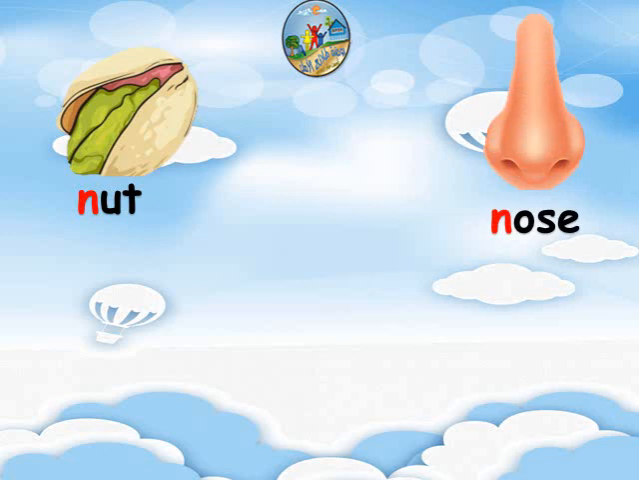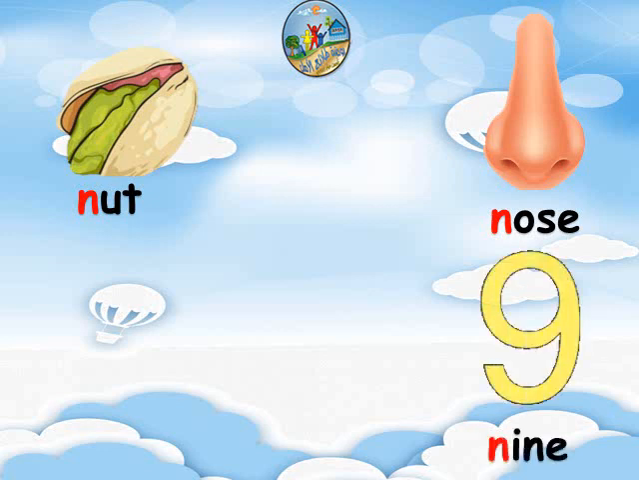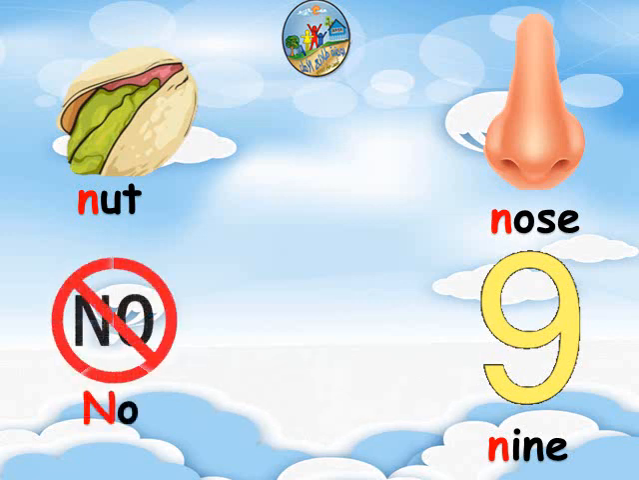The third word is a number, starts with na. Count to guess what number it is. Is it 1, 2, 3, 4? Yes, it's number 9. Very good. There is a word which is the opposite of the word yes. What is this word? It's the word no. No starts with capital na. Excellent.